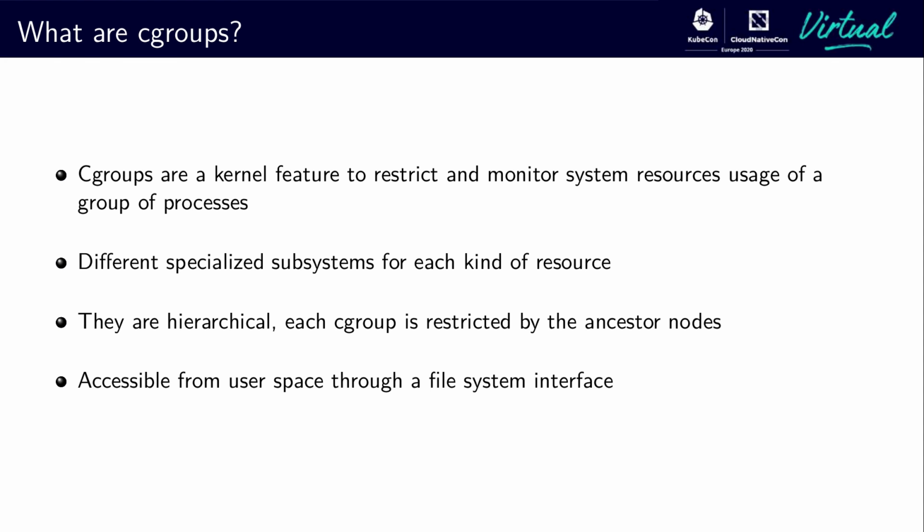So what are Cgroups? Cgroup is a kernel feature that allows to set resource constraints to a group of processes. It also allows to monitor how much of these resources are really used. It's structured as a set of different controllers, each of them specialized for a kind of resource. So we have controllers like CPU to limit and monitor CPU usage, or the memory controller that is specialized with memory usage. Cgroups are structured in a hierarchical way. Each cgroup has a parent, except for the root cgroup. They are managed from user space through a file system.